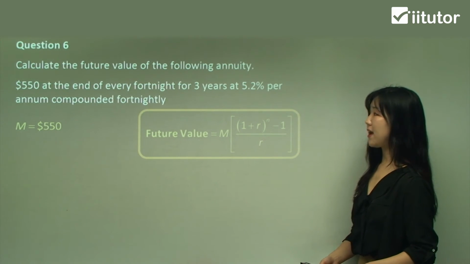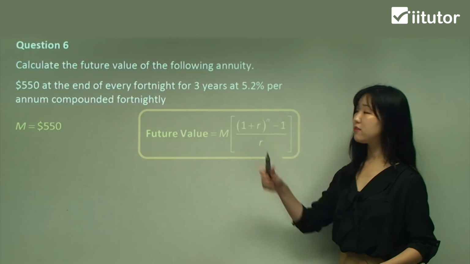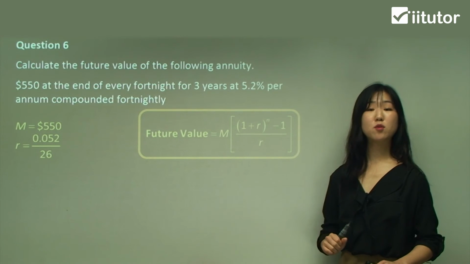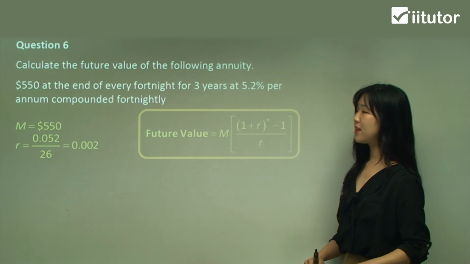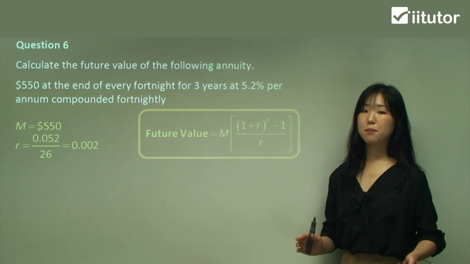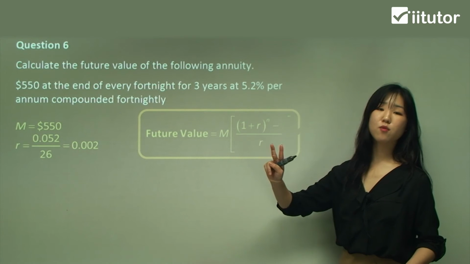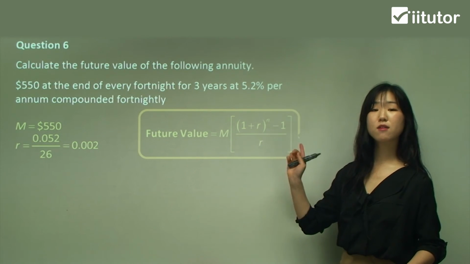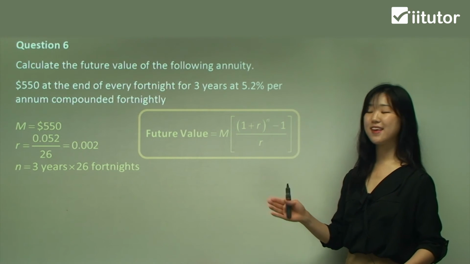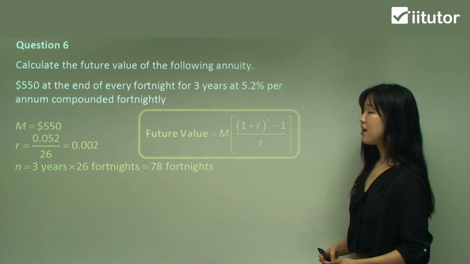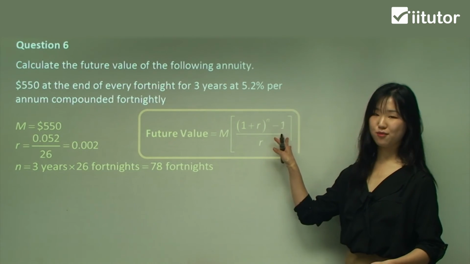Now let's convert the rate. How many fortnights in a year, guys? It's 26. So we're going to convert 5.2% by simply dividing by 26 and calculate it. Now our N, our time periods. It goes for a 3-year period, but there's 26 fortnights in 1 year, so we're going to convert it to fortnights by multiplying 3 by 26, and we get 78. So now that's what we're going to be putting into all the values into the formula.